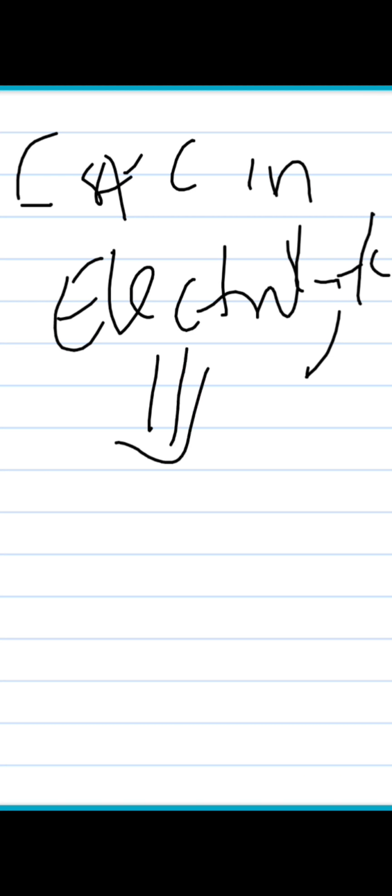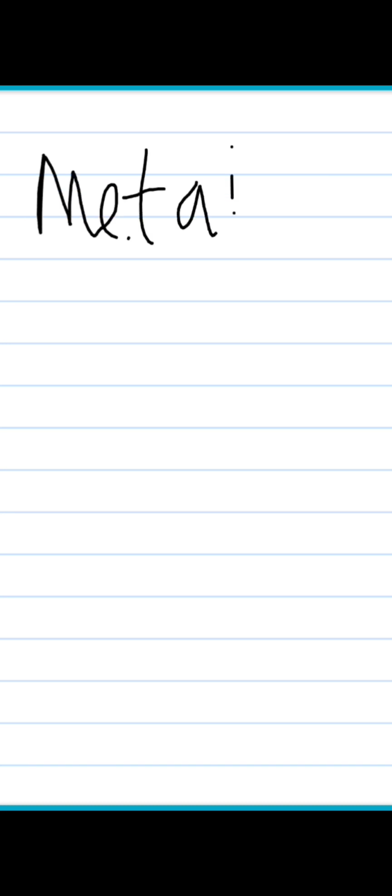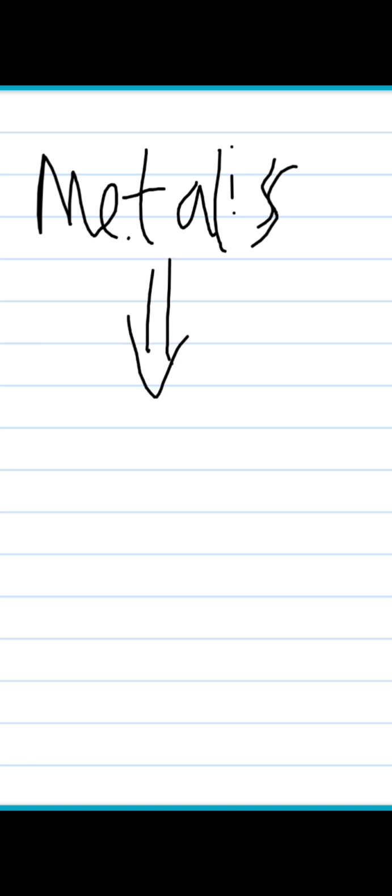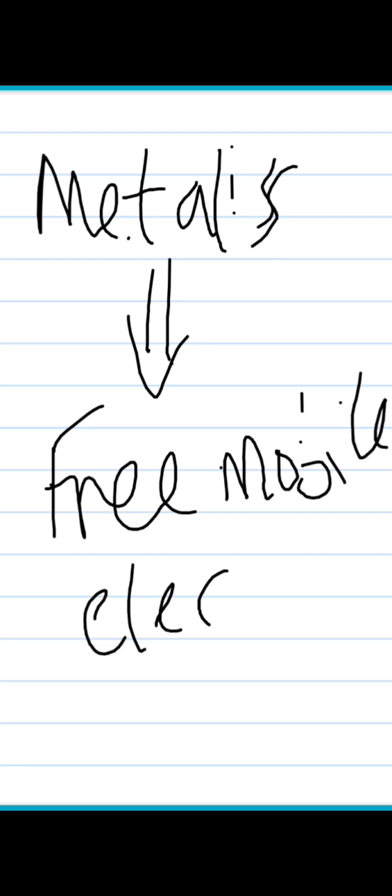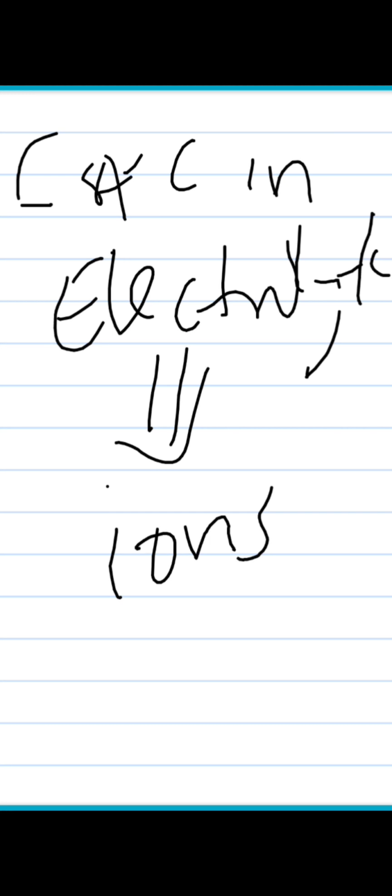If you are asked in the exam, the carriers of current in an electrolyte are ions. The carriers of current in metals are free mobile electrons. You see it now.